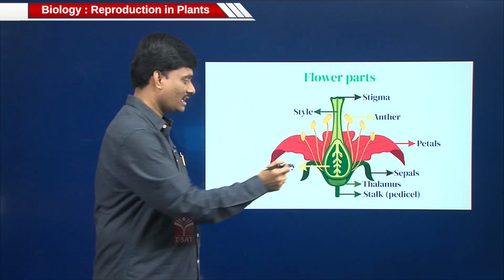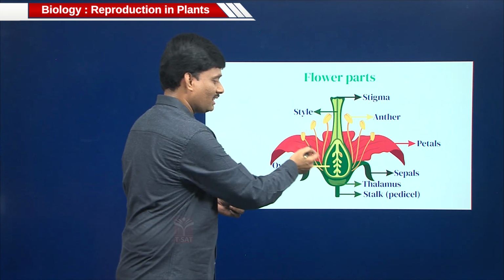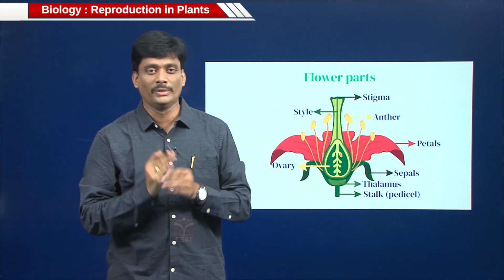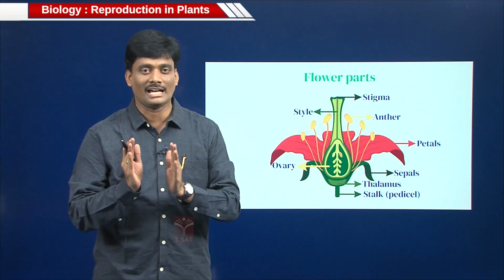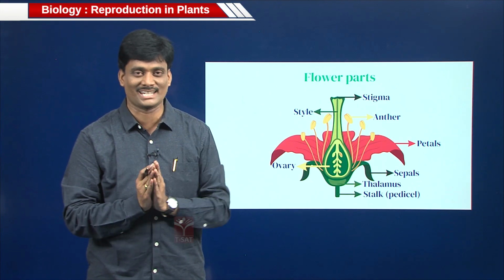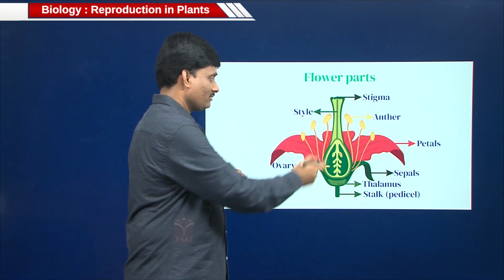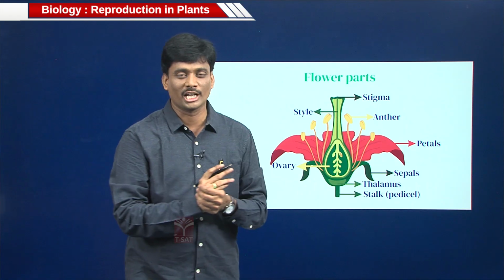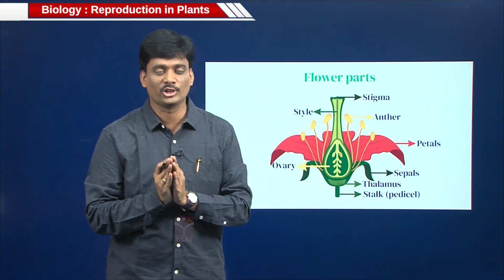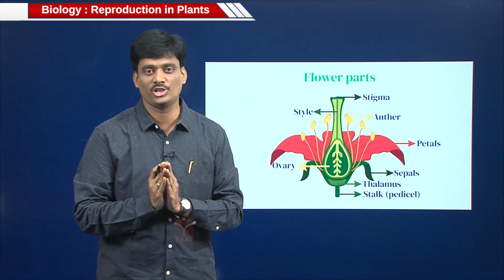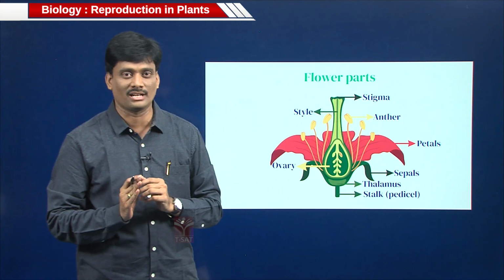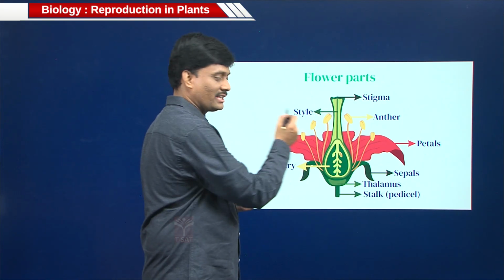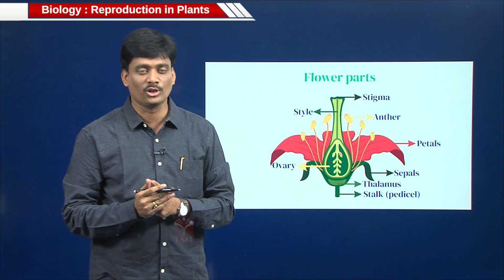And after that we have the third circle, the male reproductive part, called the androecium, also called the stamen. And after that, in the middle of the flower you can observe the female reproductive part, the gynoecium, also called the pistil. And when you see the pistil there, mainly 3 parts you are going to observe.